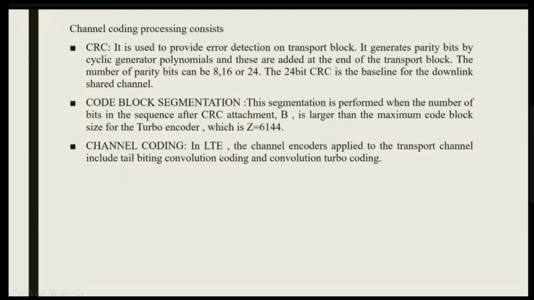Channel coding in LTE is done with the encoders applied to a transport channel, including the tail biting convolution coding and the convolution turbo coding. So what are the coding methods used here? The tail biting convolution coding and the convolution turbo coding are used.